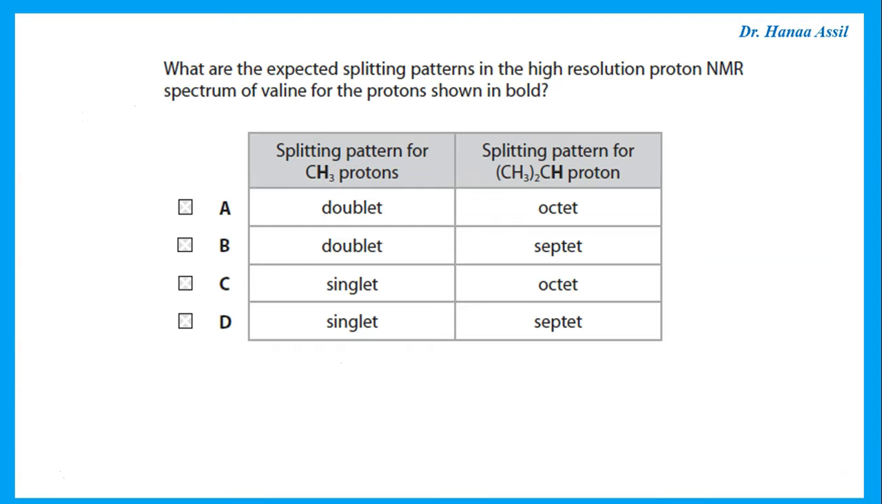What about this question? It's talking about the proton NMR, high resolution proton NMR spectrum of an amino acid called valine. So this is valine, and we want the splitting patterns for the protons shown in bold. So the CH3s have one hydrogen on the neighboring carbon, so that would be a doublet.